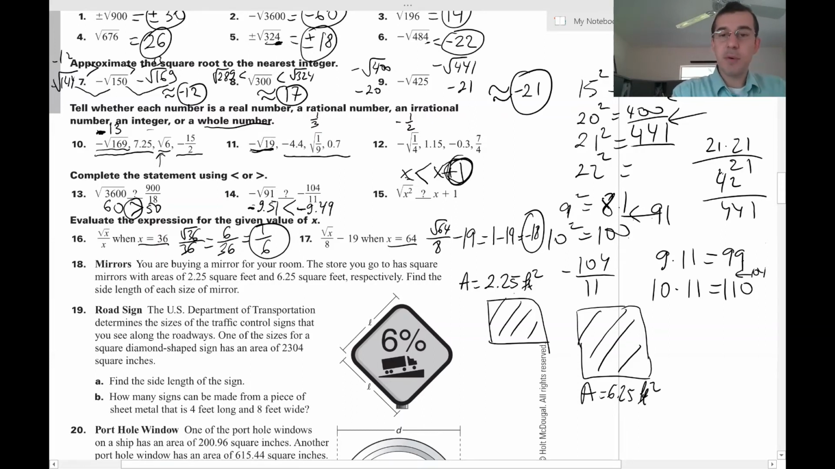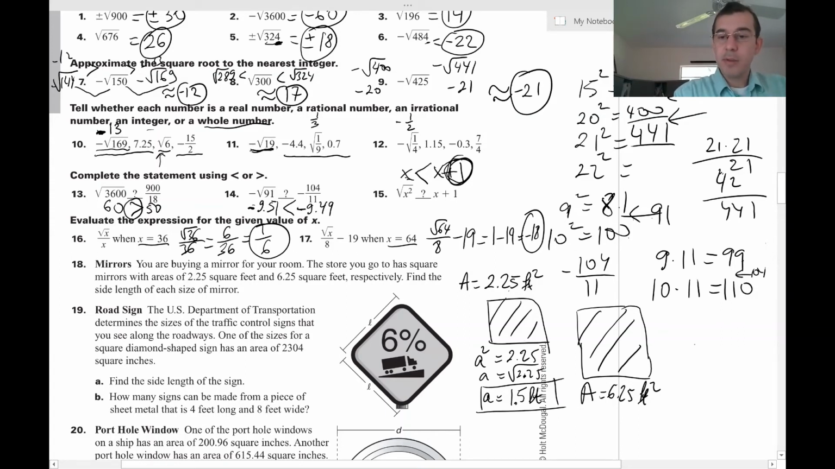So the smaller one, a squared, is going to be 2.25, or just a is going to be square root of 2.25. If this is square root of 225, that's going to be 15, right? 15 squared is 225. Now this is 2.25, so this is going to be 1.5 feet. So that's the side length of the smaller mirror.